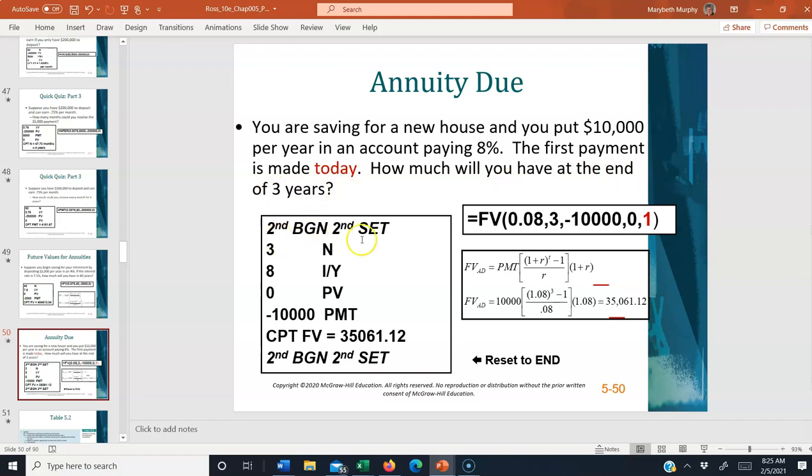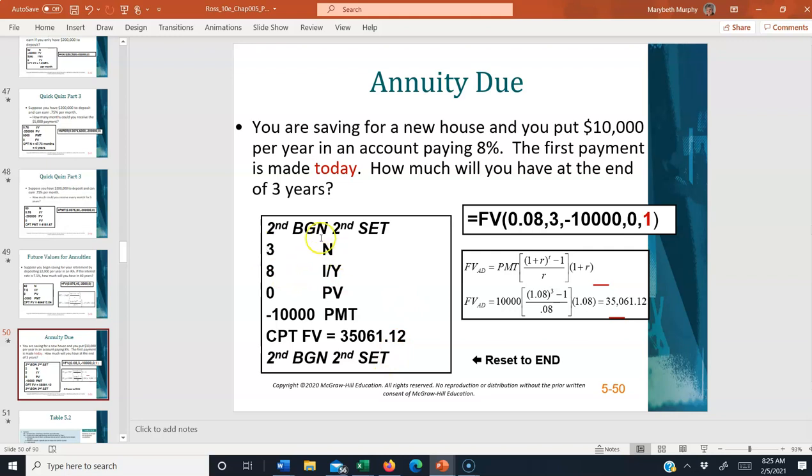Okay, so the first thing we have to do is set it so that it will calculate an annuity due. So we're going to hit the second button, hit the BGN button, hit the second button again, and hit set. And that'll set it to an annuity due. Now, you go through those same steps when you're done with this calculation, so it sets it back to an ordinary annuity.